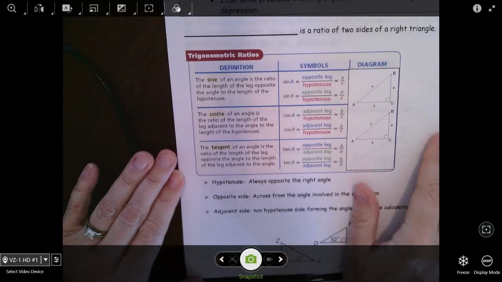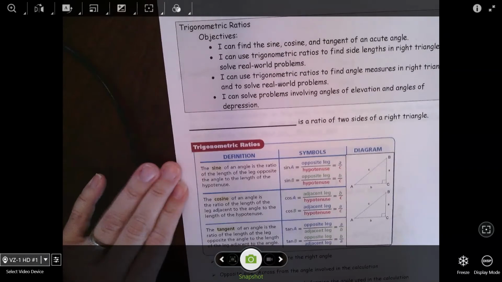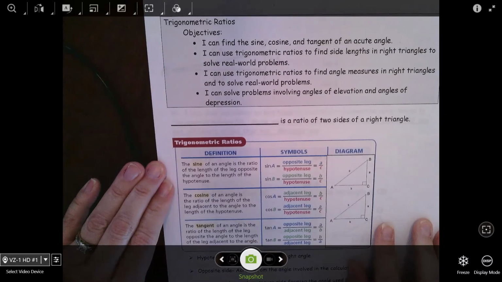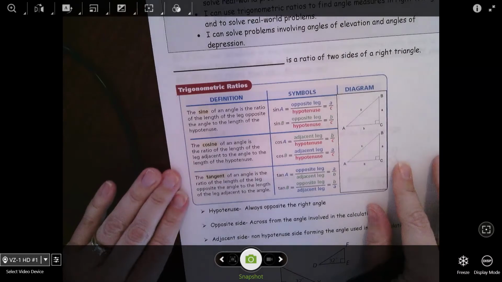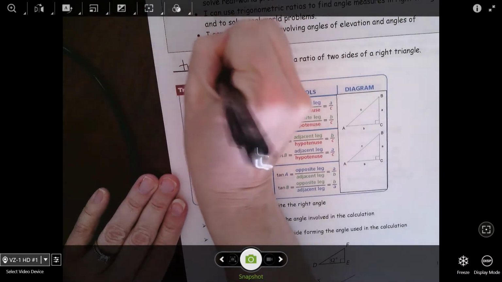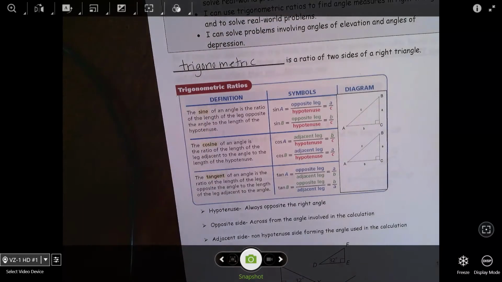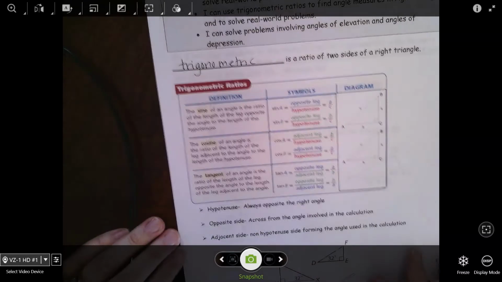Okay, so today we're going to go over trigonometric ratios. So you can see I have the objectives. These are the objectives for the whole unit. So our first blank here, a trigonometric ratio is a ratio of two sides of a right triangle.